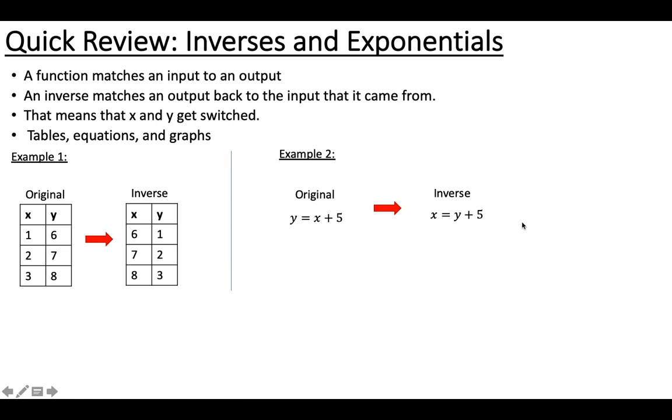Now, usually, though, we like to solve these inverses to get y by itself because that's how we had the first one. The first one had y by itself, so we want to get the inverse to have y by itself. And this one's pretty simple. It's only one step. If I want y by itself, all I need to do is minus 5 on both sides, minus 5 on both sides. And what do you get? x minus 5, and now we've got y by itself on the other side. Okay, so this would be, again, an inverse just with equations instead of a table. Inverses are just switching x and y.